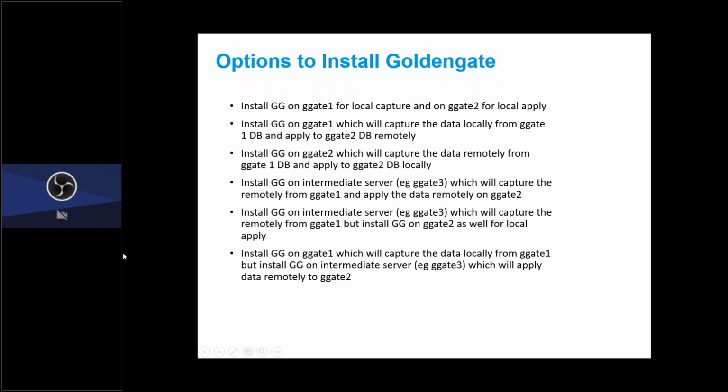Consider you have two different clients. So another option is you use an intermediate server. You have an intermediate server for G-Gate1. You install Goldengate on that server, which will capture the data remotely from G-Gate1, and install Goldengate on G-Gate2 as well for local apply. So you are doing remote capture in the fifth option, but the remote capture is done by installing Oracle Goldengate on the intermediate server. But for G-Gate2, you are doing local apply by installing Goldengate locally. Is that clear?